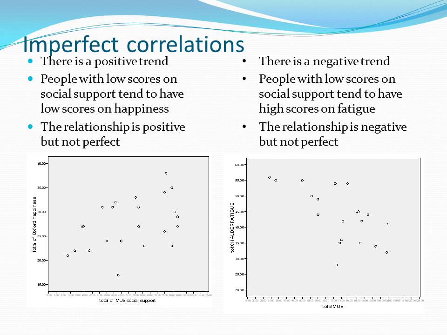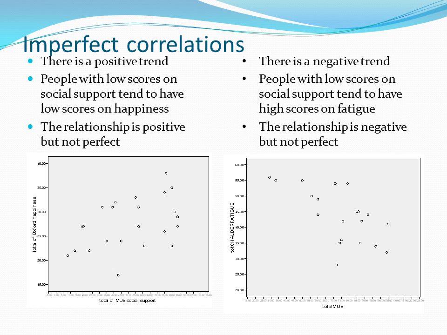And what this scatter plot is telling us is that people with low scores on social support tend to have high scores on fatigue. So you see where our fatigue actually starts. The first one is way up at 55.